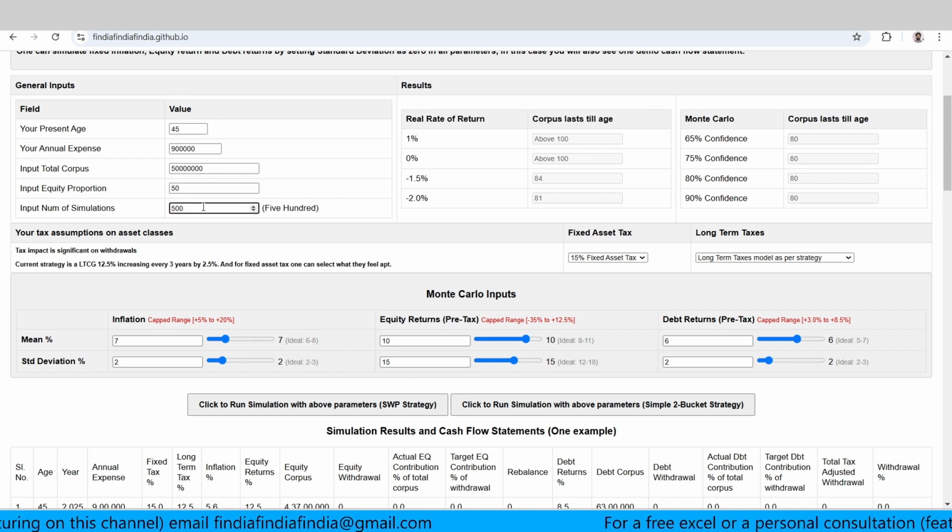The moment you run 500 cycles, this will run Monte Carlo for inflation, Monte Carlo for equity returns, and Monte Carlo for debt returns. And hence you can find out till what time frame your corpus will be exhausted. Okay, I hope it's clear.